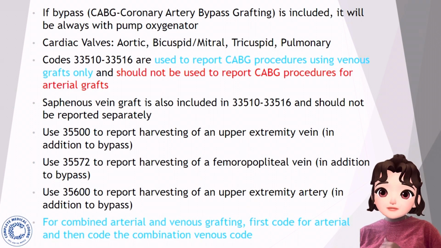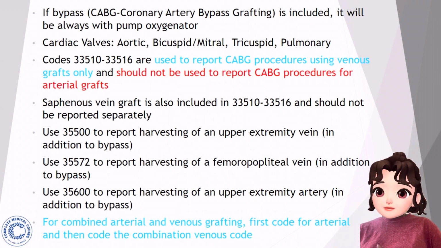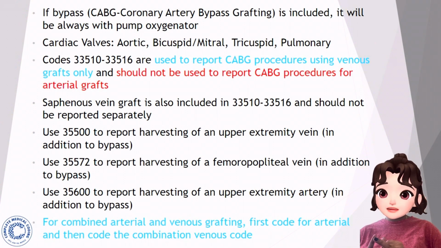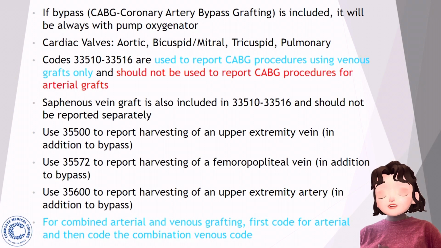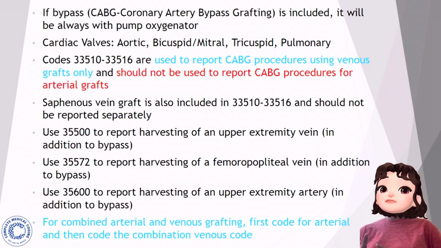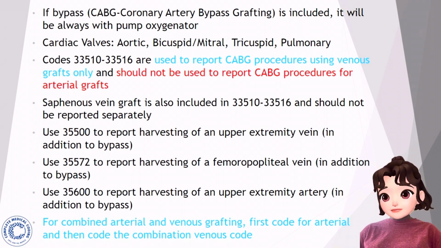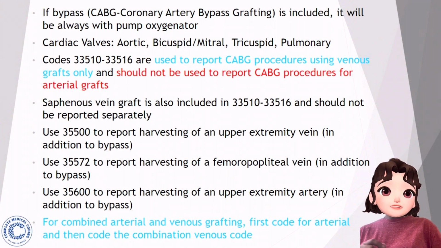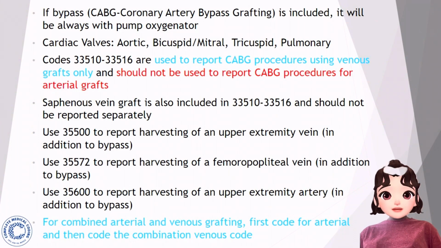Code 35500 is used to report harvesting of upper extremity vein. 35600 is used to report harvesting of upper extremity artery. And 35572 is used to report harvesting of a femoropopliteal vein, if these procedures are mentioned in the question.